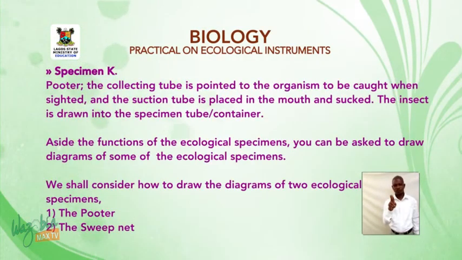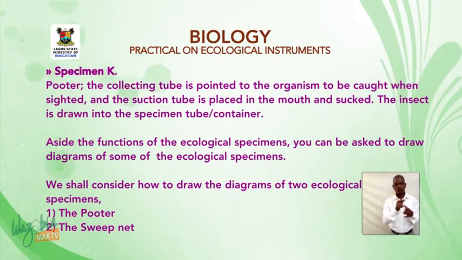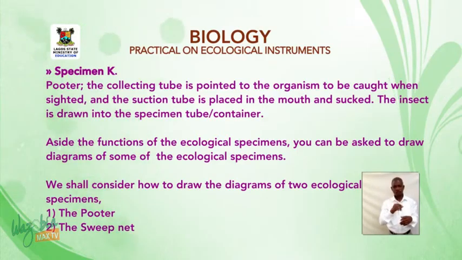Specimen: the pooter. The collecting tube is pointed to the organism to be caught when sighted, and the suction tube is placed in the mouth and sucked. The insect is drawn into the specimen tube or container.